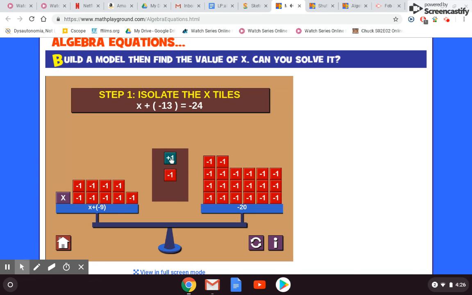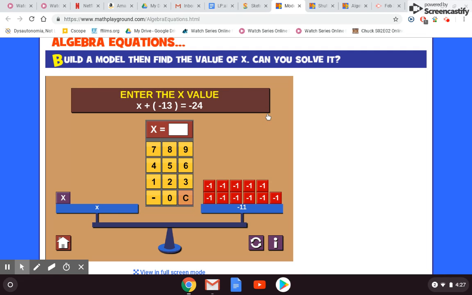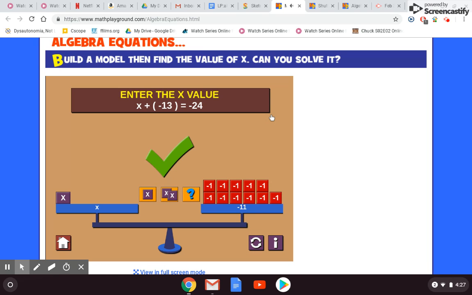And it doesn't go any faster than this. Just be patient. Yay! So we got rid of that pesky negative 13 in our room, and our x is all alone. We click on our green check mark, and we can see, even with the calculator on here, that x is negative 11. So we go ahead and click negative 11, and our green check mark, and the sound of success.